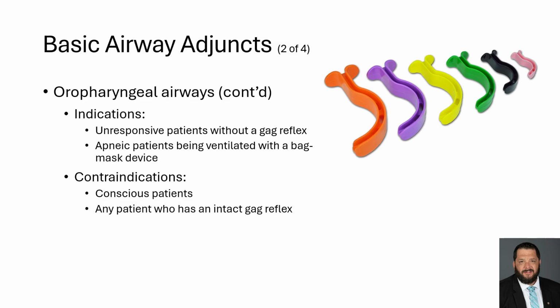There are some specific indications and contraindications we need to discuss for these. Firstly, under indications, it should only be used in an unresponsive patient without a gag reflex. This is because the OPA enters the mouth and can stimulate the gag reflex, particularly in a responsive patient, thus leading to emesis and further airway occlusion. We typically only use the OPA for unresponsive patients without a gag reflex, for apneic patients who were assisting ventilations with a bag valve mask. The OPA is contraindicated in any conscious patient or patient with an intact gag reflex.